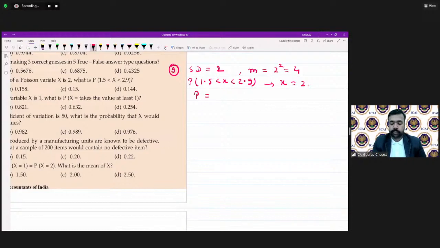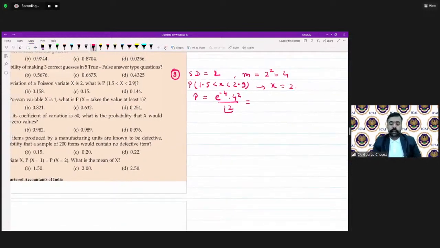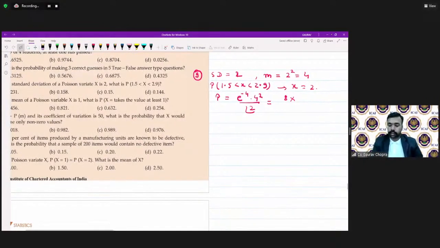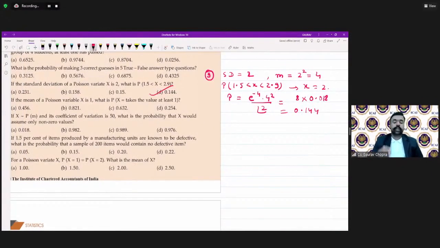So let's substitute the value: e to the power of minus 4, 4 to the power of 2 upon factorial 2. Now you can simplify. 4 square is 16, 16 upon 2 is 8. And 8 you can multiply with 0.018. So what you are getting? 0.144. Option number D. We are getting option number D is correct.